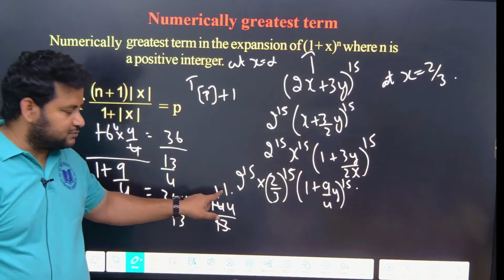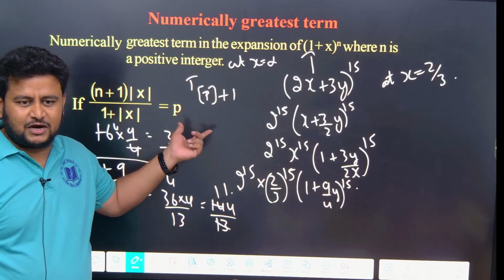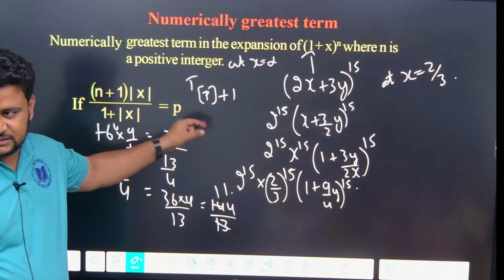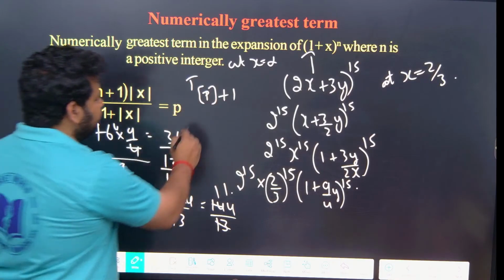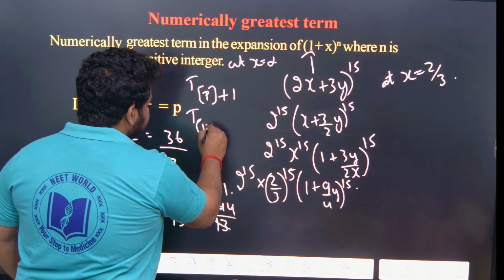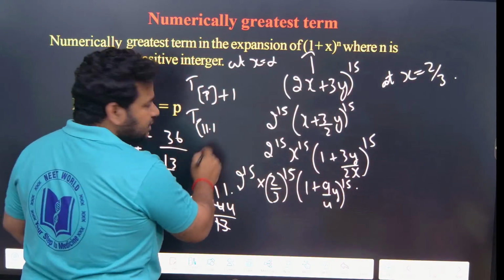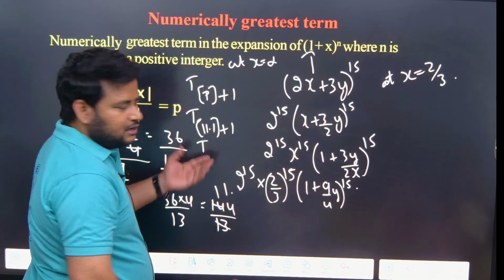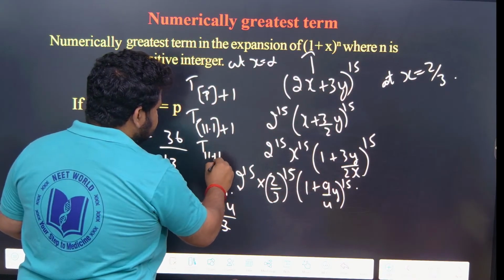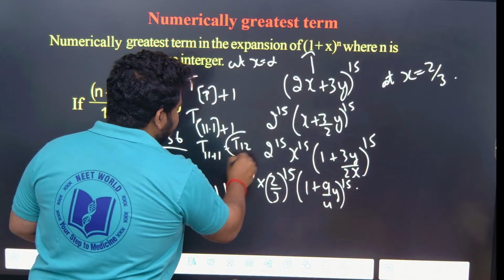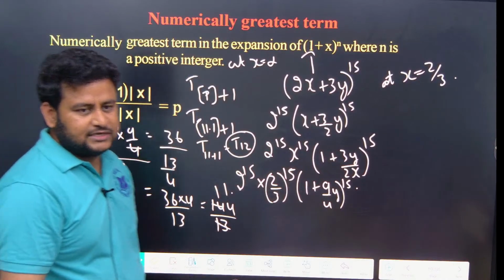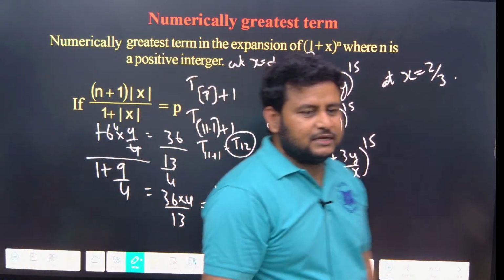Step of p plus 1 is what? 11 point something. Step of p will become what? 11. See, step of p means the greatest integer function, you already know. So T of p plus 1, so T of 11 point something. Let us take 11.1 only plus 1. So step of 11.1 is 11. So T of 11 plus 1 is 12. T of 12, when you find out, that will be the numerically greatest term. So T12 will be the numerically greatest term. Clear?